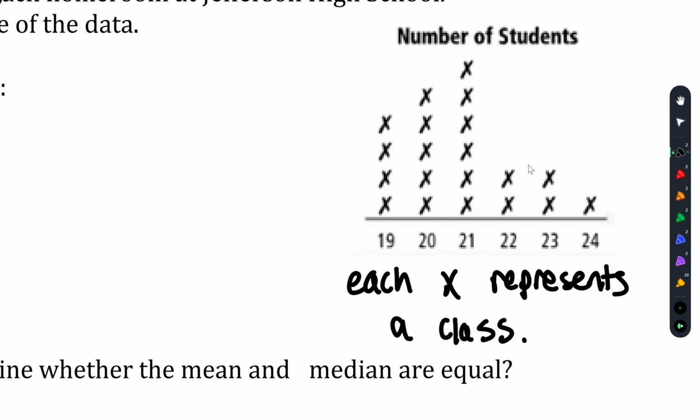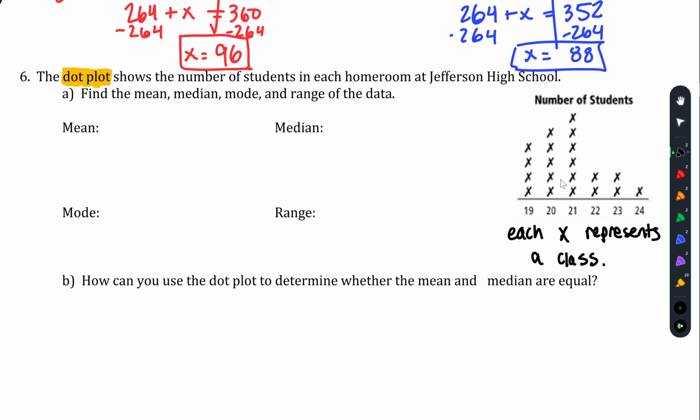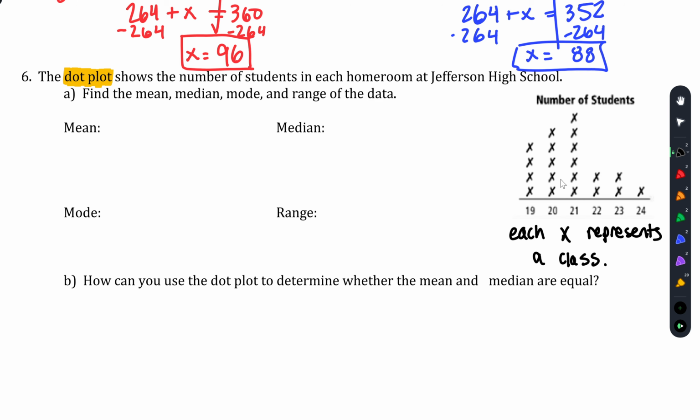So that means, if I take a look at maybe the first column, that means 4 classes have 19 students in them. Okay? So we're going to figure out mean, median, mode, and range for each one of these. The mean is the average of all the different classes. I can count these X's. How many different classes are there? 1, 2, 3, 4, 5, 6, 7, 8, 9, 10, 11, 12, 13, 14, 15, 16, 17, 18, 19, 20. There's 20 classes in total.